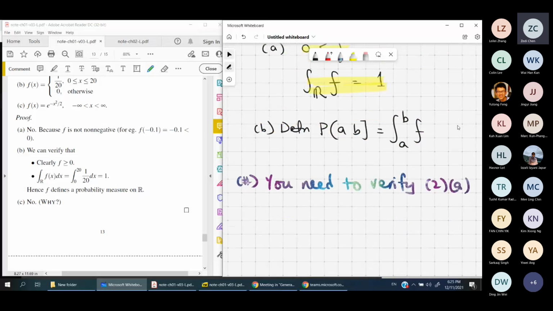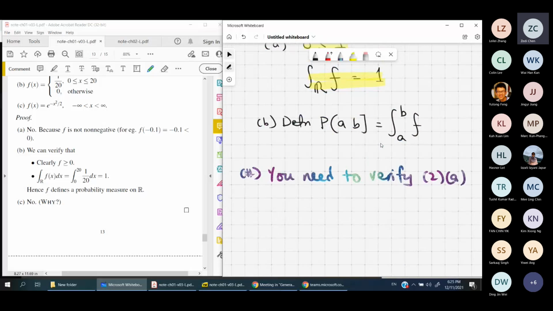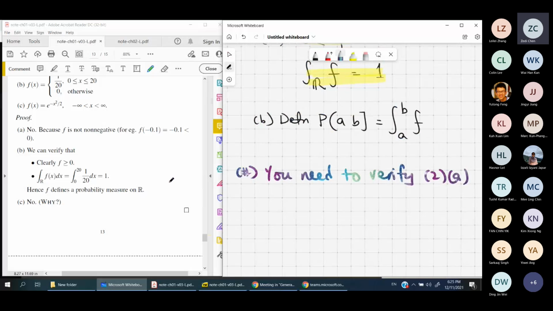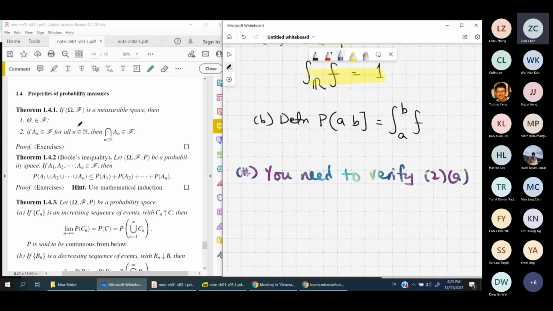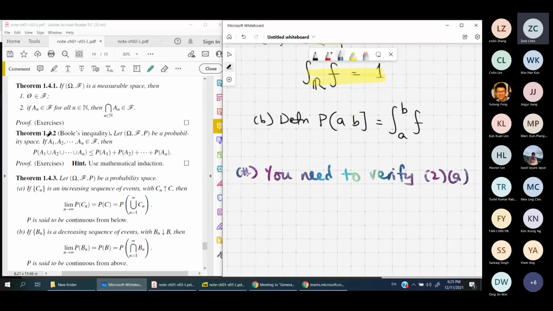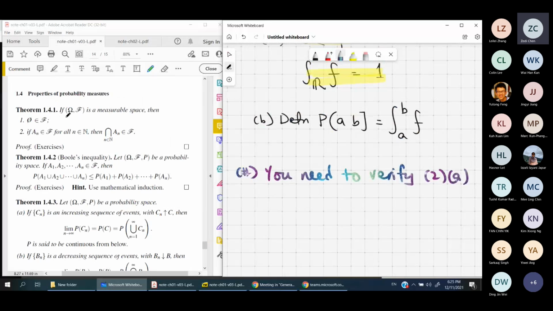Next we proceed to the last part, where we look at some properties of the sigma field or the probability measure, in the form of theorems. Theorem 1.4.1 is the first one. Supposing (Omega, F) is a measurable space, meaning F is a sigma field and Omega is the sample space, then the empty set belongs to F, and if A_n belongs to F for all n, then the intersection of the A_n also belongs to F.